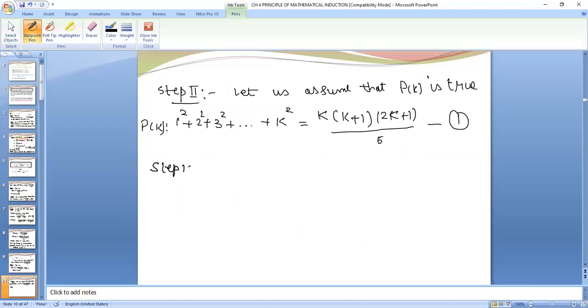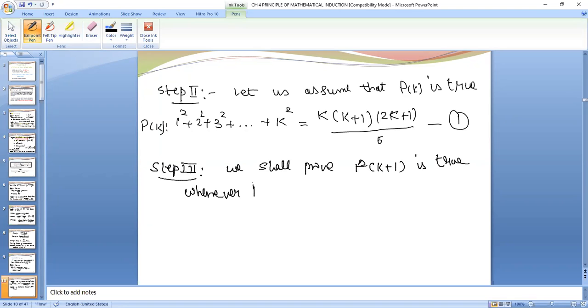Now step 3, we shall prove that P of k plus 1 is true whenever P of k is true. If P of k is not true, then P of k plus 1 will also not hold true. So we shall prove that P of k plus 1 is true whenever P of k is true.